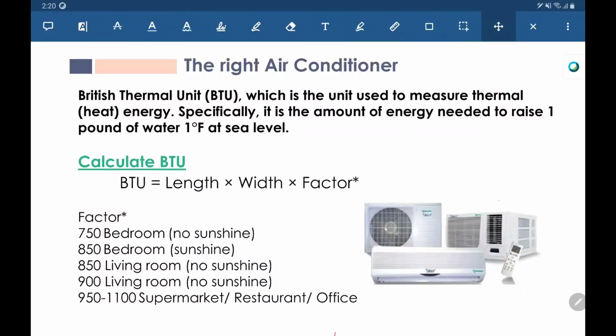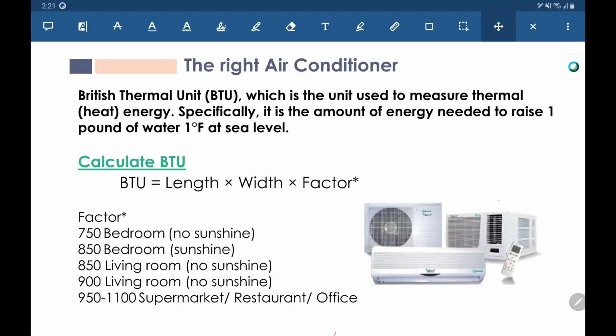Okay, let's get back to the lesson. In the previous part we talked about the area of the room. And if you want to buy an air conditioner, how do you know that you will get the right air conditioner for your room? Picking the right home air conditioner is very easy with the right information.